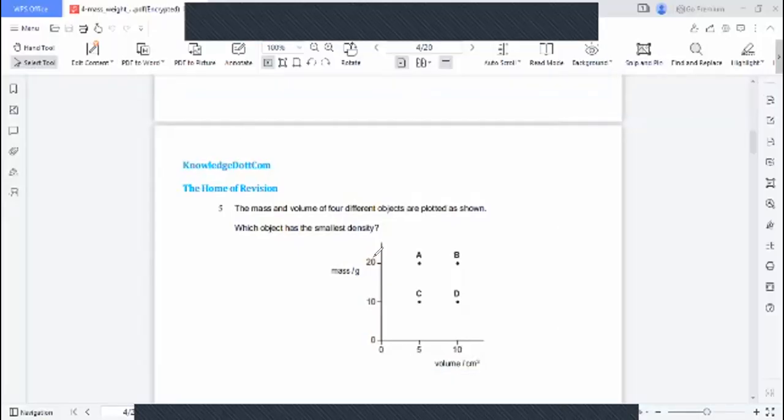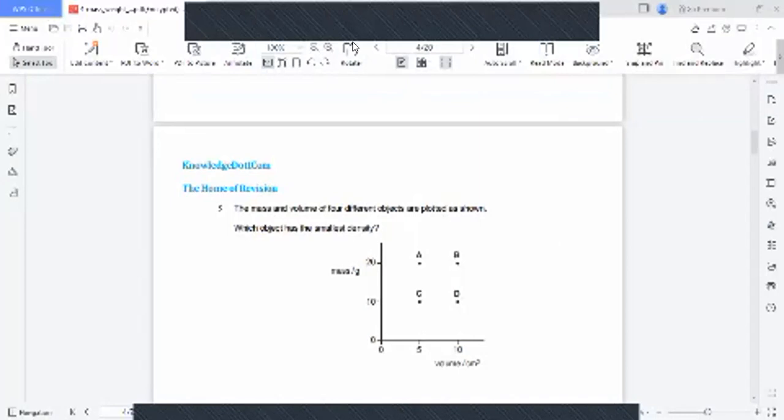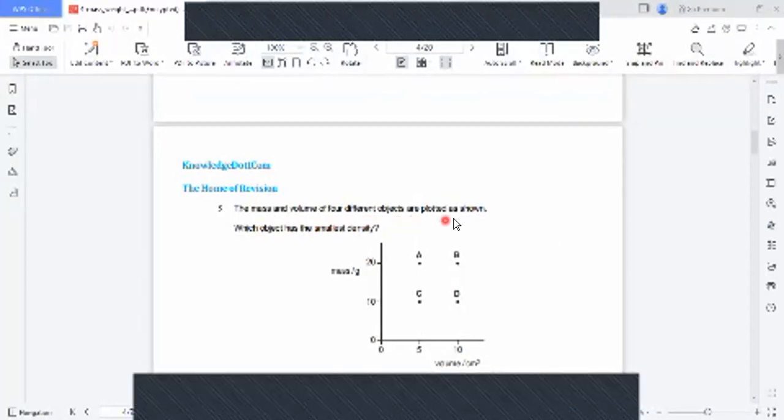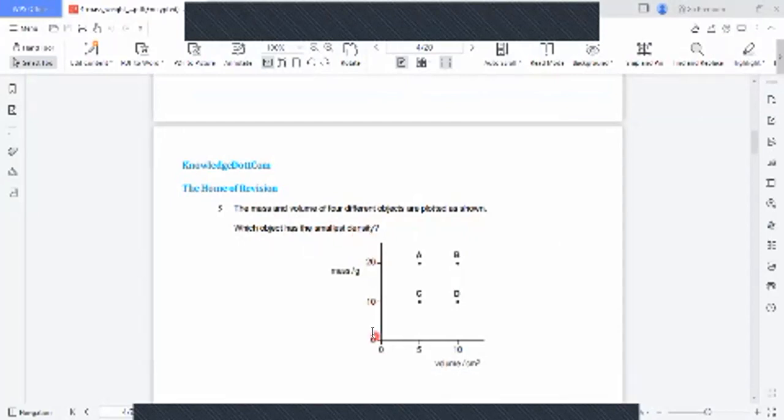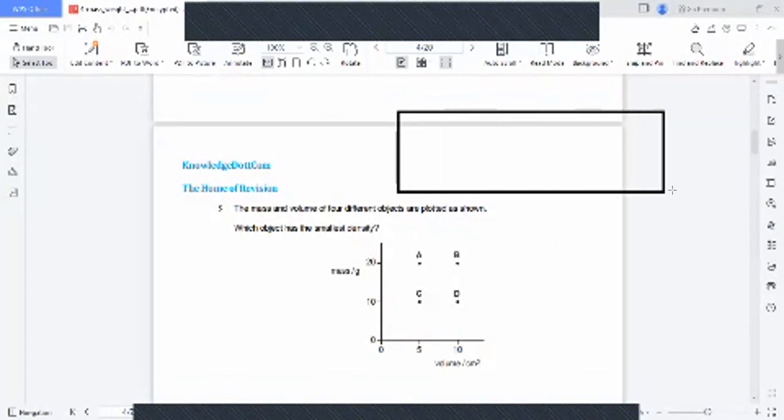In number 5, it is about the density. The mass and volume of 4 different objects are plotted. Which object has the smallest density? So you can see on the x-axis we have volume, and on the y-axis we have mass. So let's draw something like this.